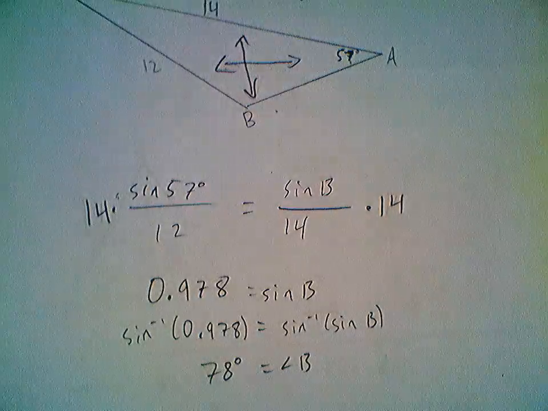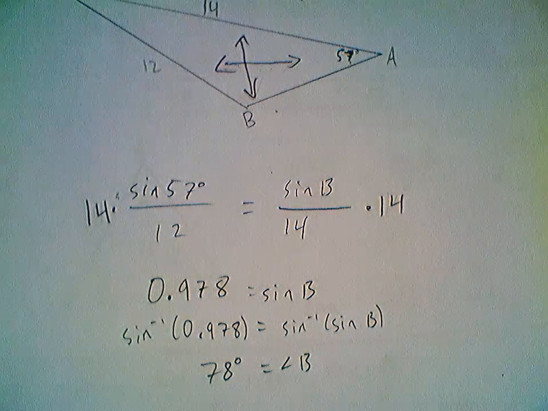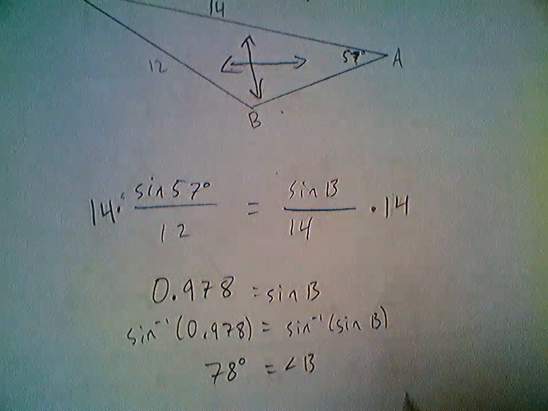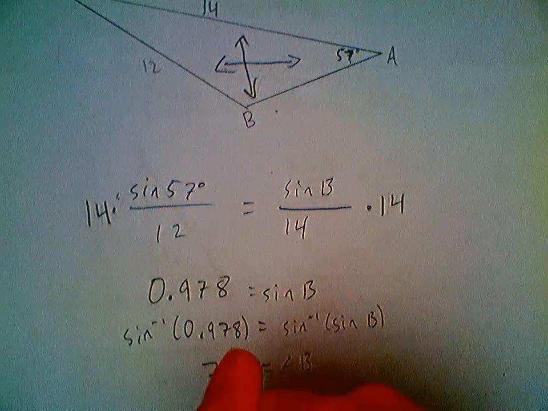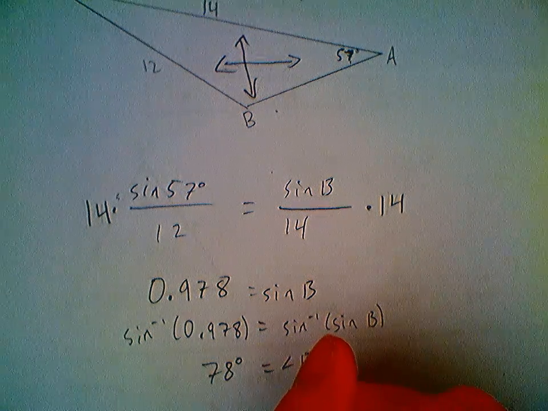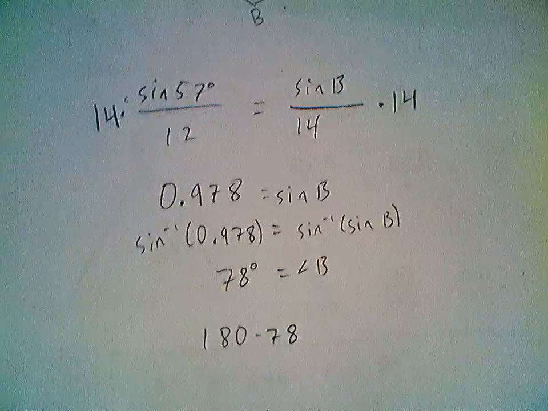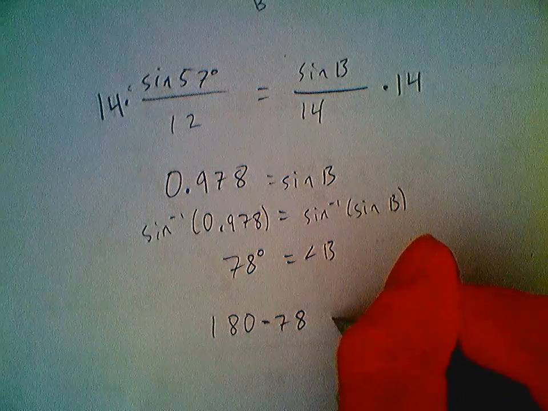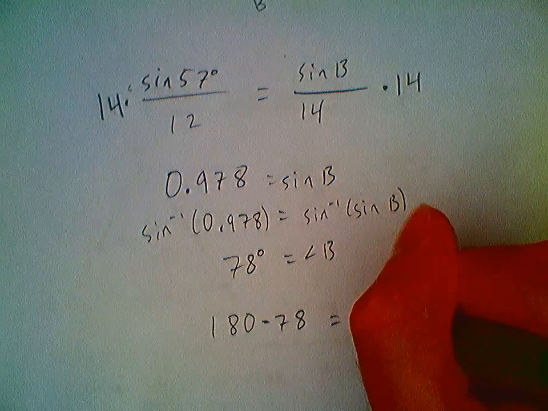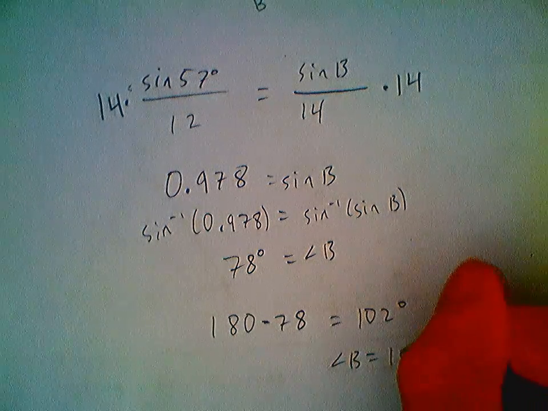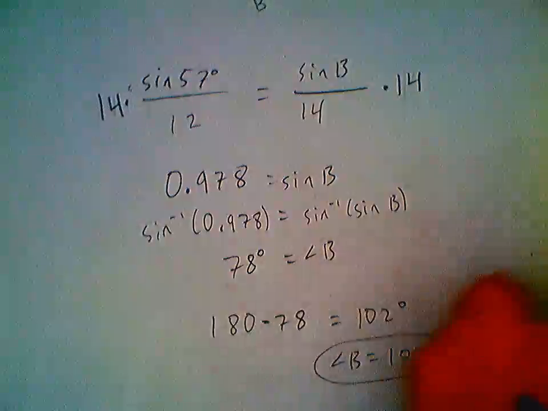So in these problems, what you have to do to get your answer is take the angle that you got using the law of sines and subtract it from 180. So 180 minus 78 equals 102 degrees. So that's what angle B actually is. Angle B is 102 degrees.